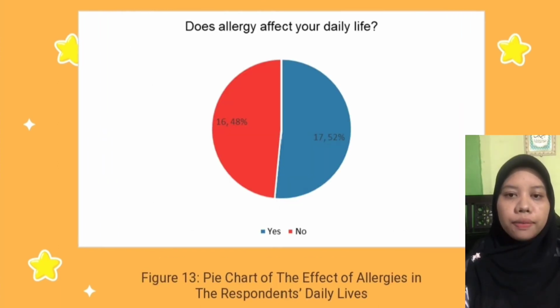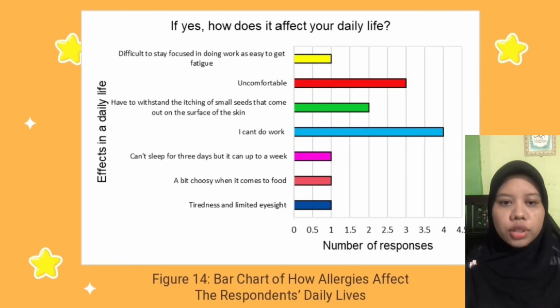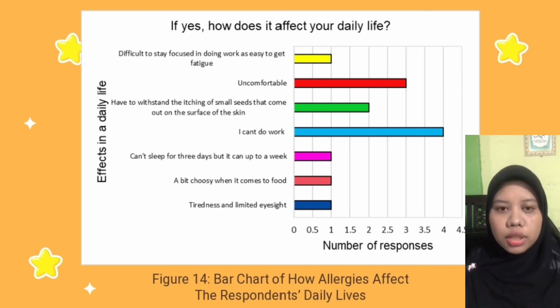Next is a pie chart of the effects of allergy on the respondents' daily life, yes or no. Most respondents say yes, that is 70.52%. For no, 16.48%. Next is a bar chart of how allergies affect the respondents' daily life, for example, difficulty staying focused in doing work, getting fatigued easily, uncomfortable, having to withstand the itching of small seeds that come out from the surface of the skin, being able to do work but sleeping for 3 days or up to a week, being a bit choosy when it comes to foods, and tiredness and limited eyesight.